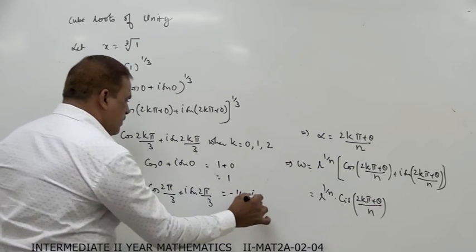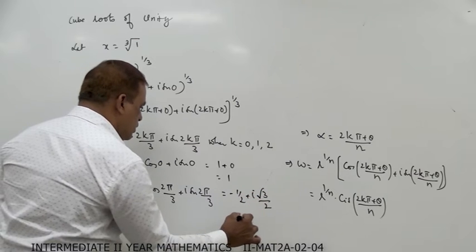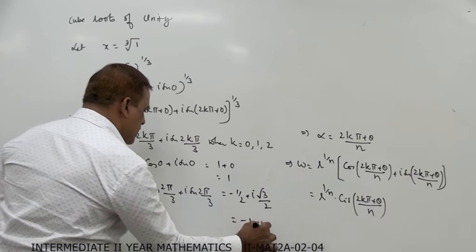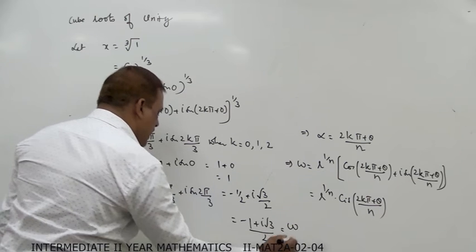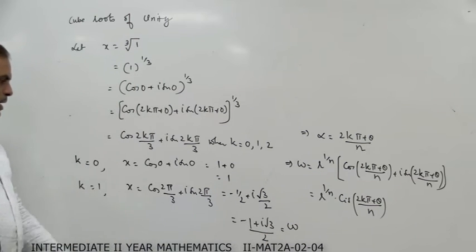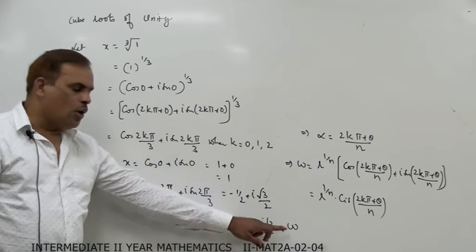Plus i into sin 120 is root 3 by 2. This is minus 1 plus i root 3 whole divided by 2. We represent this as omega. Minus 1 plus i root 3 by 2, we take it as omega.